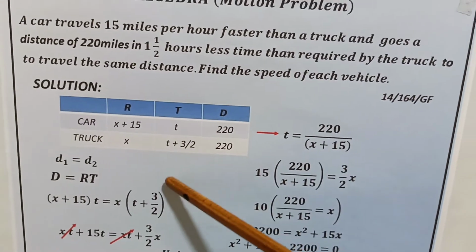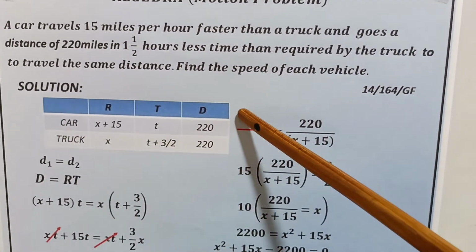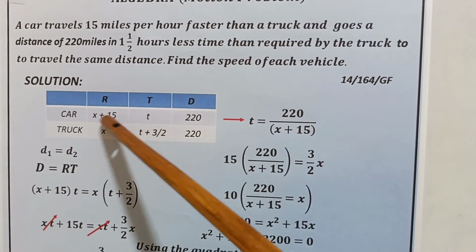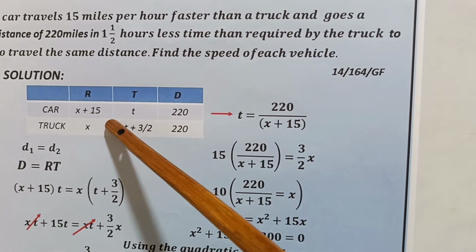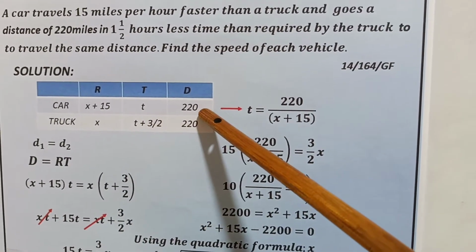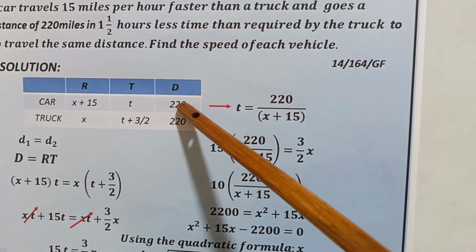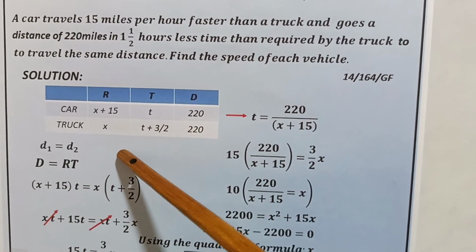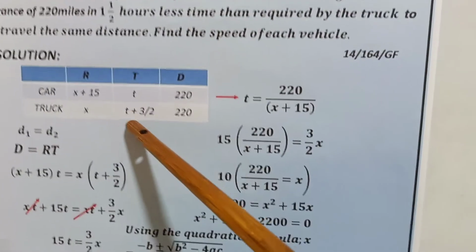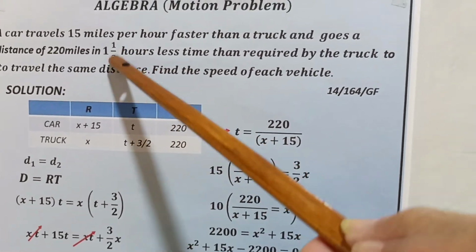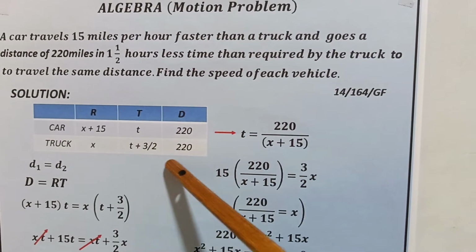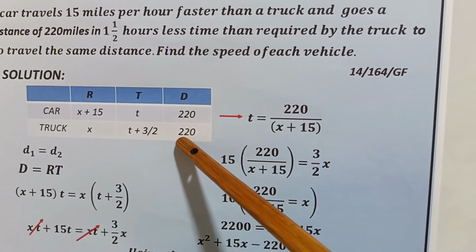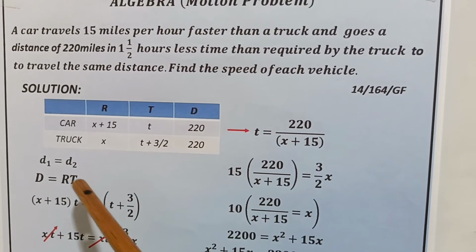So we tabulate again. Rate times time is equal to distance. For the car, since it travels faster, the rate is x plus 15 times time t is equal to 220. For the truck, this is x times the time t plus 3/2, which is 1.5. The distance will be 220 also. So they are traveling the same distance, D1 is equal to D2.